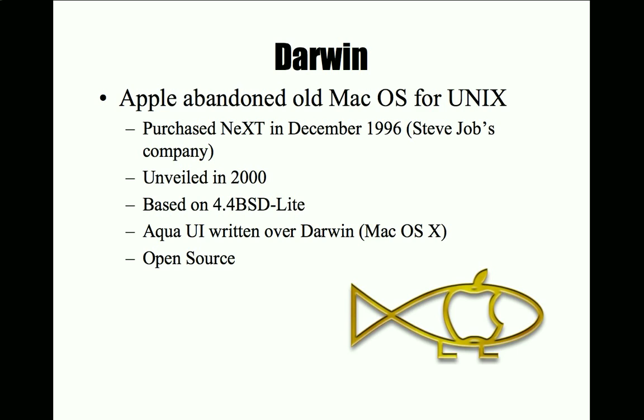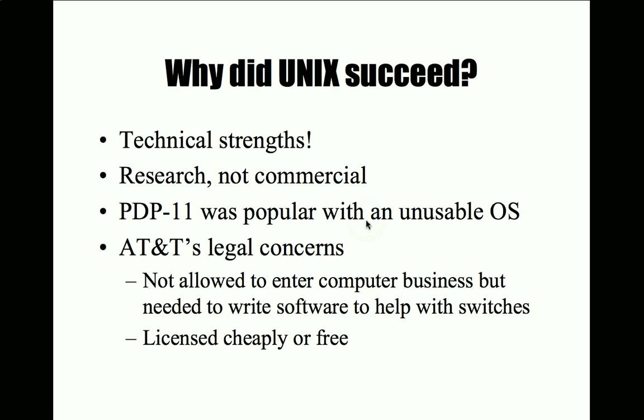And this is one of the reasons that Mac OS is very stable and almost never crashes, because Unix is very solid, and that's basically the engine that's behind Mac OS. Why did Unix succeed? It's technically very strong, it's very robust, it was used mainly for research and not commercial, so it was improved a lot, and there weren't too many fights over it. People just added more and more things.